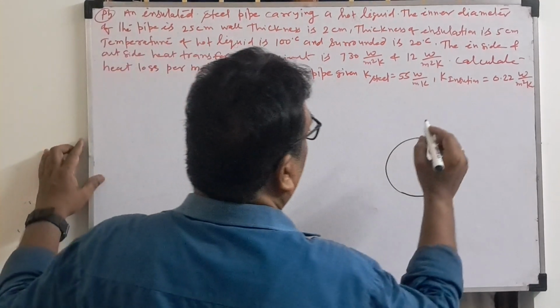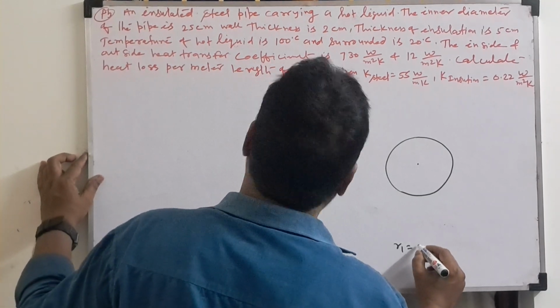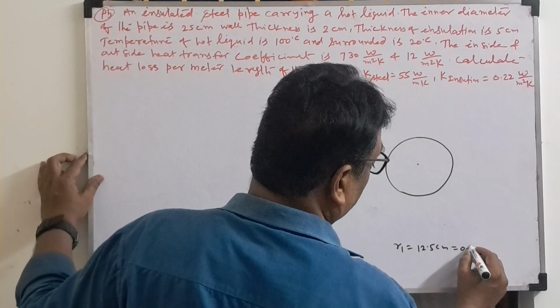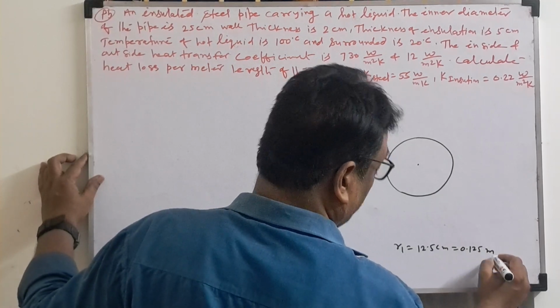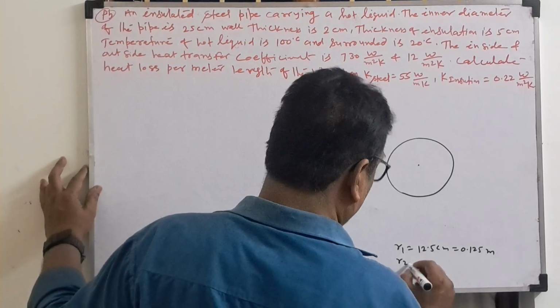So what is R1? We'll write the dimensions here also. R1 will be 12.5 centimeters, which is 0.125 meter. So R1 is 0.125 meter. Then what is R2?